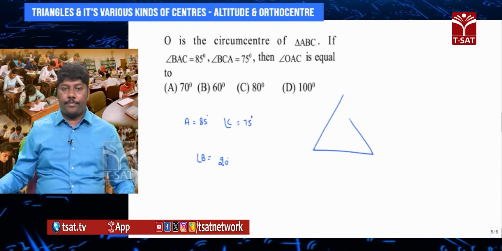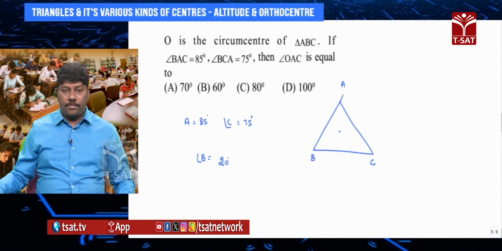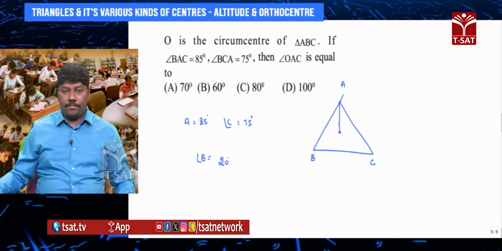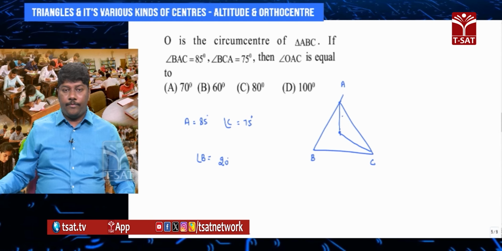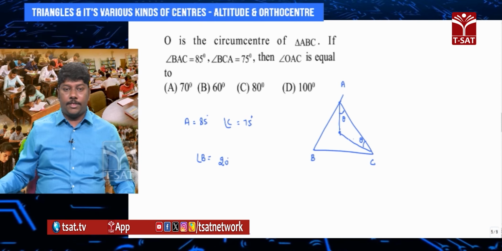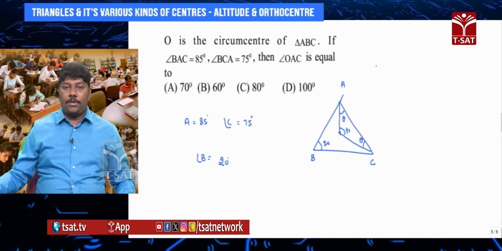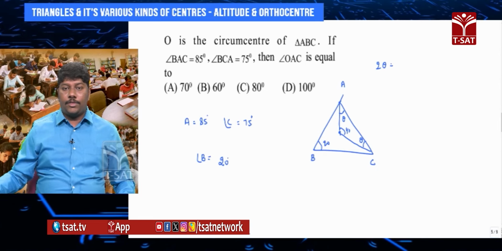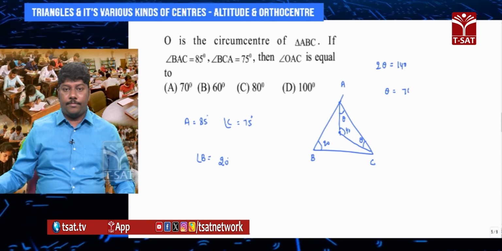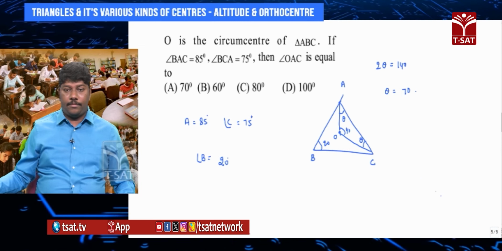Imagine triangle ABC. I need OAC. We are interested in this angle. We know if it is theta, this is also theta because we have seen a similar sum. Angle B is 20, which means this becomes 40. So 2 theta in the triangle is equal to 140. So theta is equal to 70. So basically if B is given, how do I find out this OAC? See there.